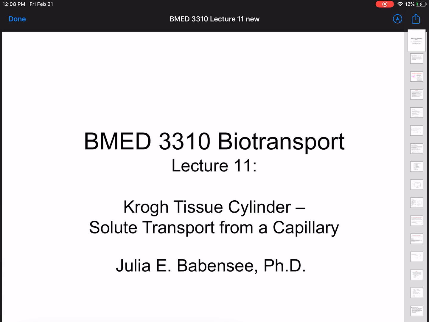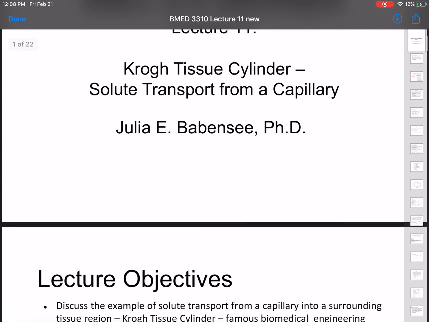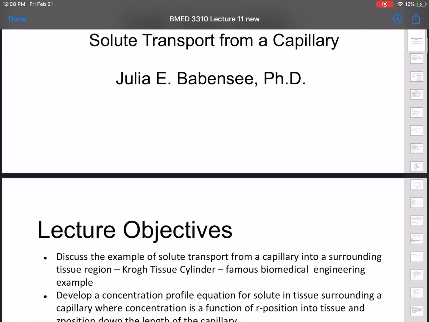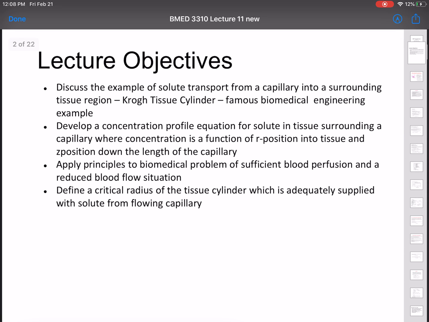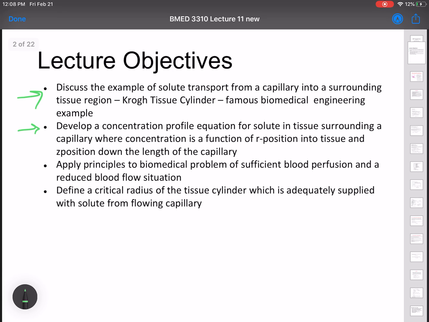Okay, so this is lecture 11, and please bear with me today because I'm enjoying a cold, so I apologize in advance if I cough. We're going to talk about the Krogh tissue cylinder, and we're going to look at the example. We're going to look at the concentration profile equation that we develop, and a few other things. We'll get into that.